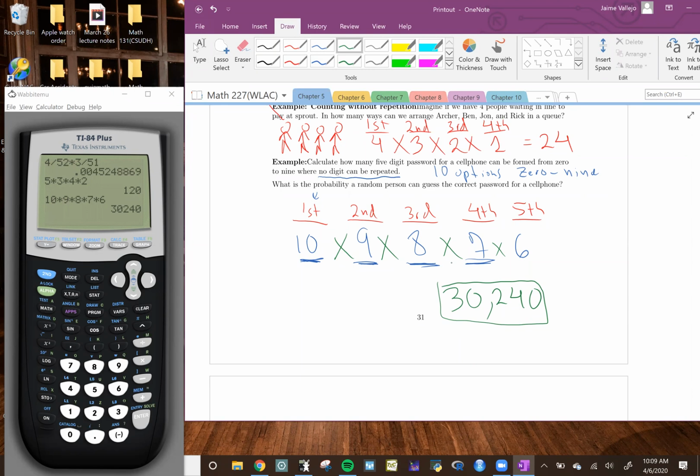One. Yeah, one. Would you just put all the numbers over 1 and then multiply them? Well, yeah, or you could do 1 divided by 30,240. Oh, that too. And that should give us a very small probability of occurring. So for that one, you should get 0.00003. So it's a very small probability that somebody can randomly guess your password.